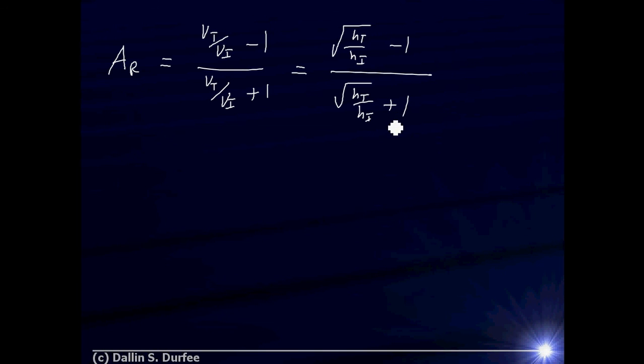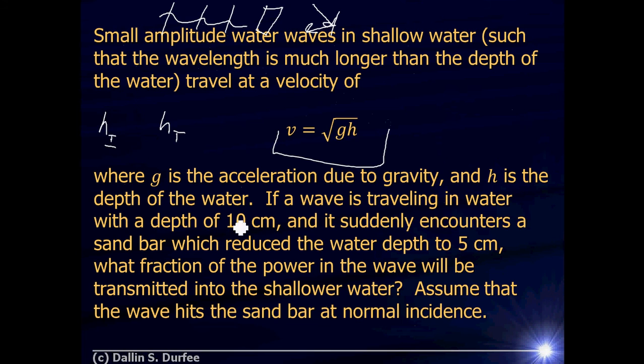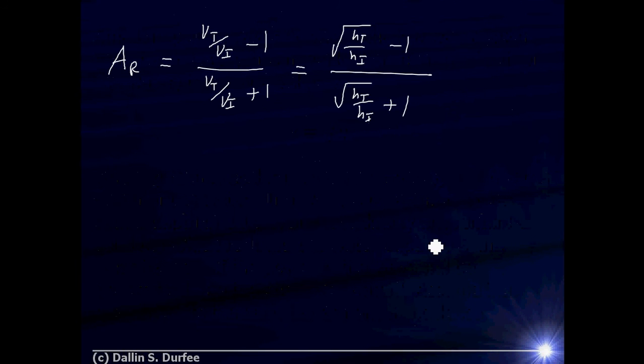And in fact, this ratio is just, we went from 10 centimeters incident to 5 centimeters transmitted. So this is going to be the square root of 1/2 minus 1, divided by the square root of 1/2 plus 1, right? Because the transmitted is lower depth, half the depth of the incident side. Okay, so then I get this thing right here. What do I do with it?